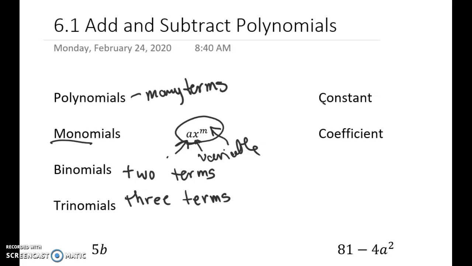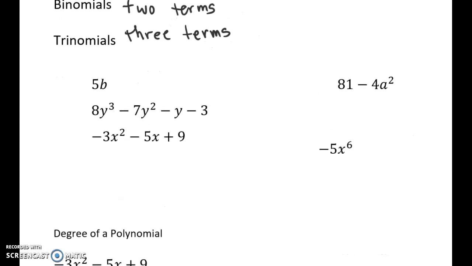A constant is something that stays constant, like the number 5. That would be considered a constant. It can be a term in a polynomial, but it doesn't have a variable attached to it. And the coefficient is going to be A in our monomials. It's going to be the number in front of the variable. Okay, so now we're going to work a little bit with these terms.